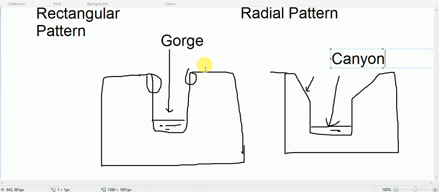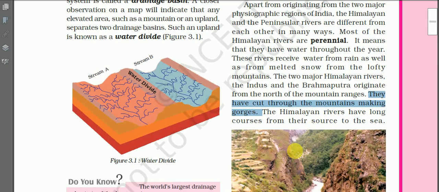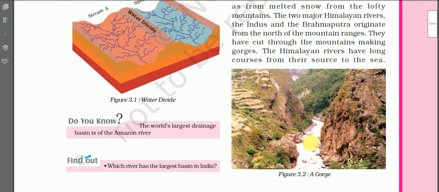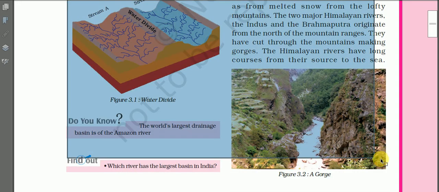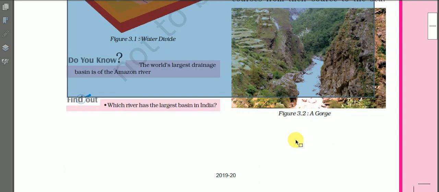But see, most of the Himalayan rivers form gorges in the mountainous area. That is the point mentioned here in the text. See, they have cut through mountains making gorges. And here also, we have a photograph. This is a photograph.